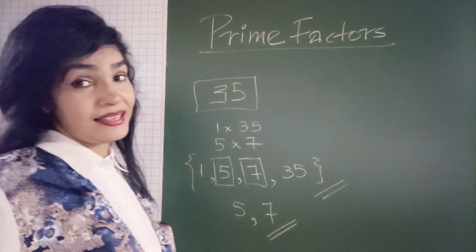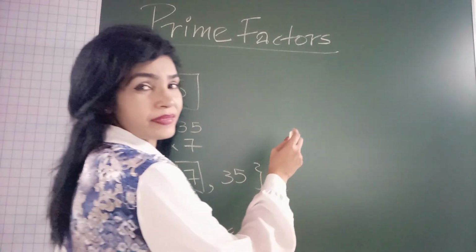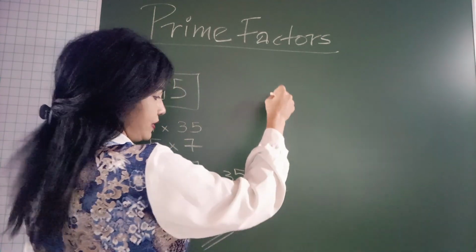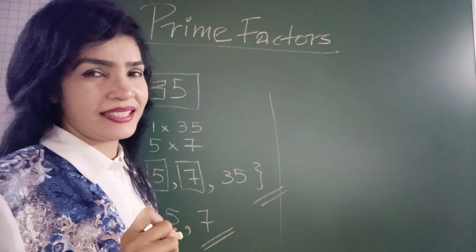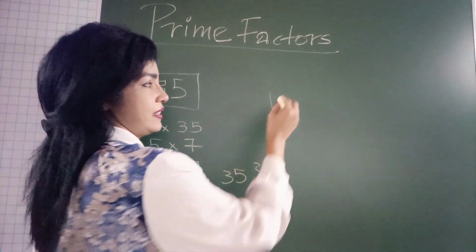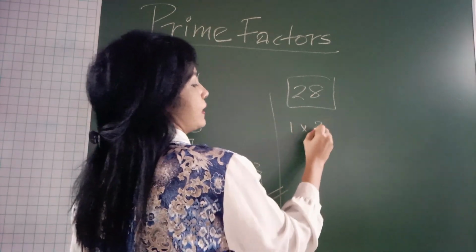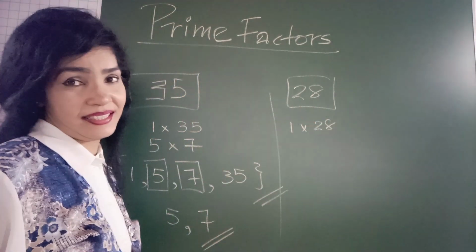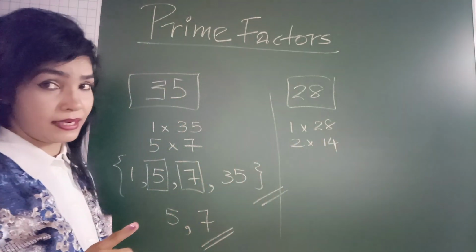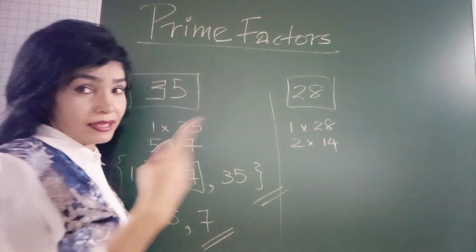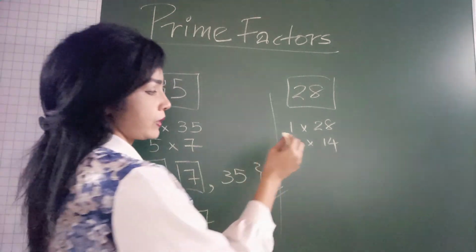Let's see another example. You can see the board, right? I'll take 28. 1 into 28, yes. 2 into 14. I'm writing the factors first, and then we are trying to recognize the prime factors.